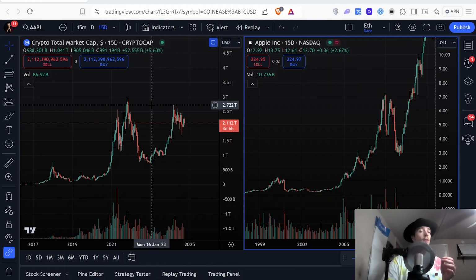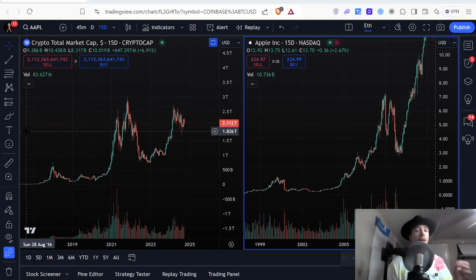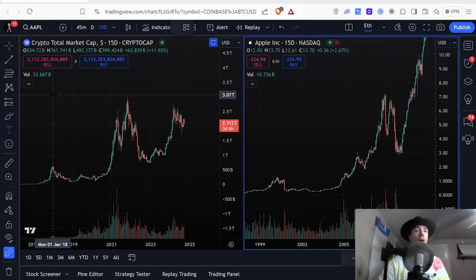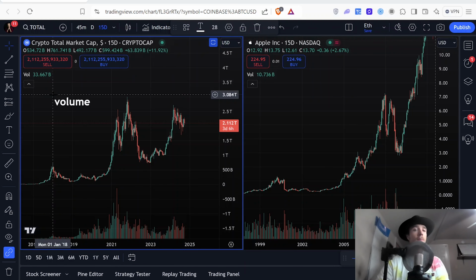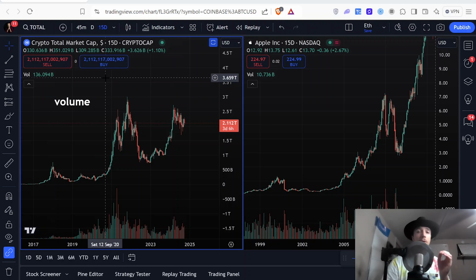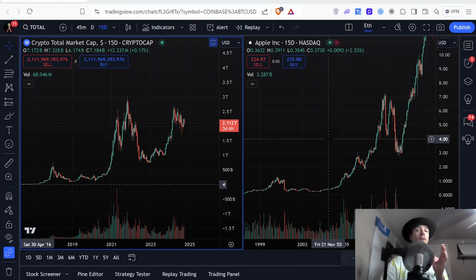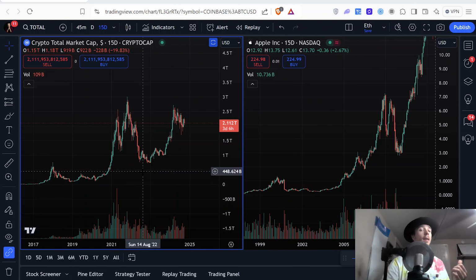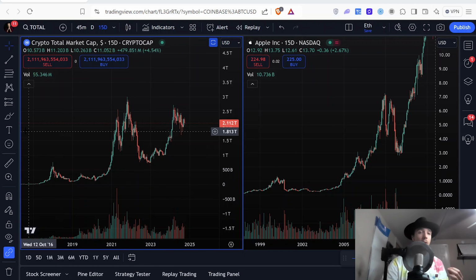All right, so the first thing we're talking about when we're talking about the top 3 things I use to make money trading and investing in crypto is volume. Now, a lot of people overlook volume, but volume is one of the most profound and powerful ways to make money in these markets. Now, here is Apple Computers over here on the right, and here is the total crypto market cap over here on the left.